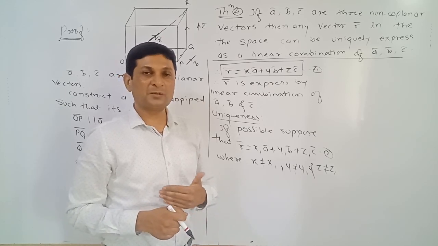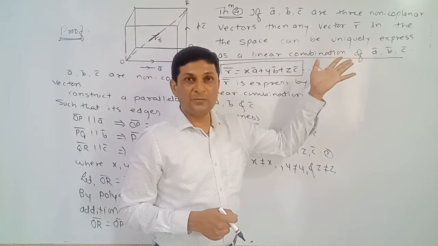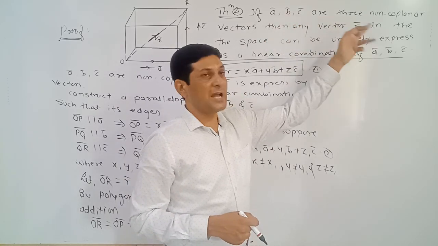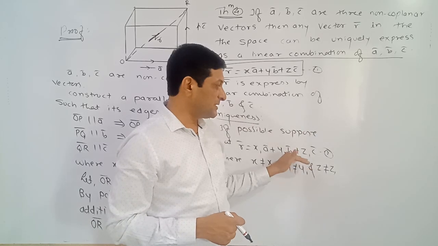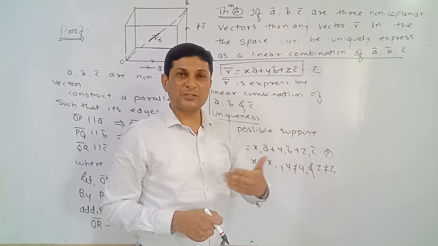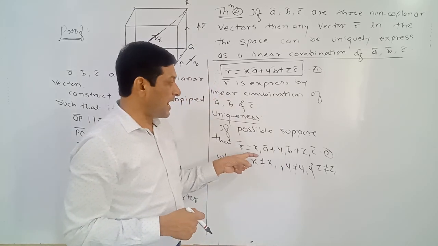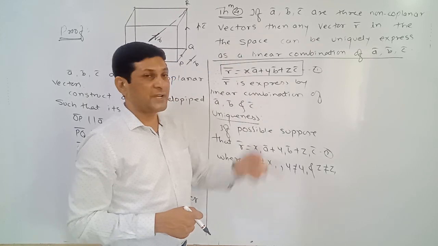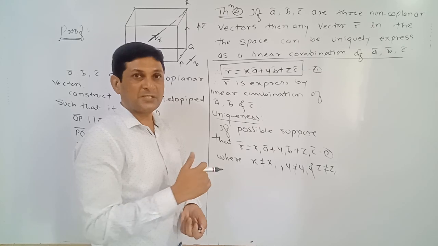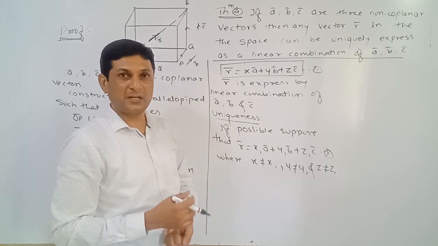When can we say that our supposition is right? If it satisfies the given condition. How many conditions are given in the theorem? Only one condition. Which condition? a bar, b bar, c bar are non-coplanar vectors. If this supposition satisfies this condition, we can say that r bar is expressed by another linear combination. But if this supposition does not satisfy the given condition, then r bar cannot be expressed by any other linear combination.